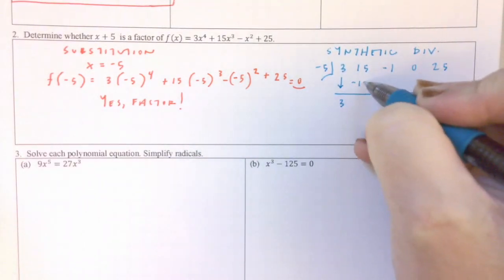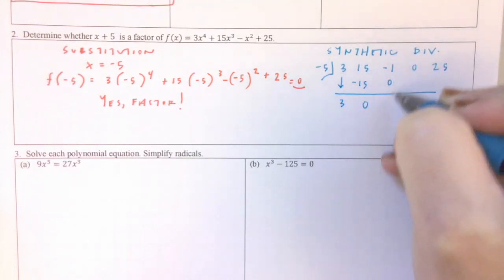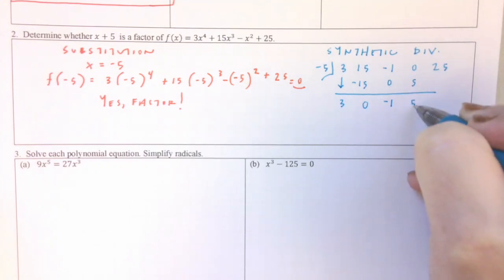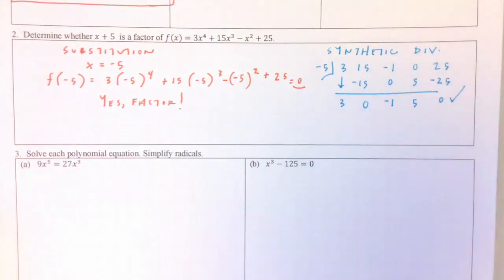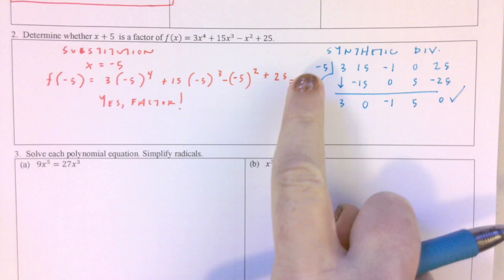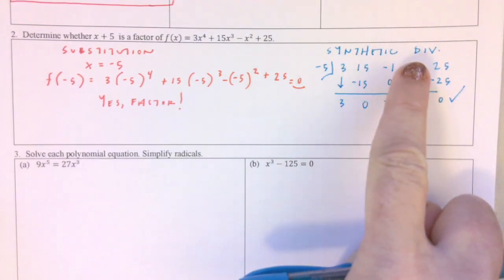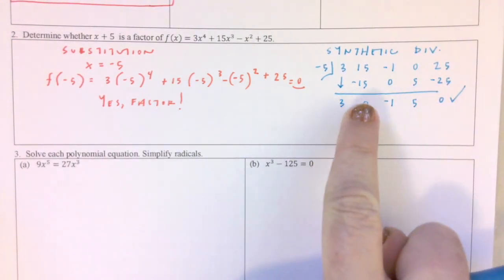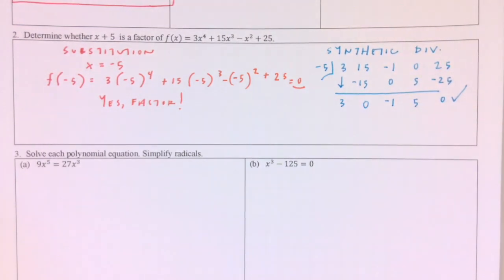multiply, add down, multiply, add down, multiply, add down, multiply, add down. Okay, so here again I'm showing a remainder of 0, and that confirms that negative 5, 0 is a point on my graph. And when I use synthetic division, I'm actually showing now what's left over, right? This would be the cubic term, and then the quadratic, linear, and then the constant. Okay, next skill.